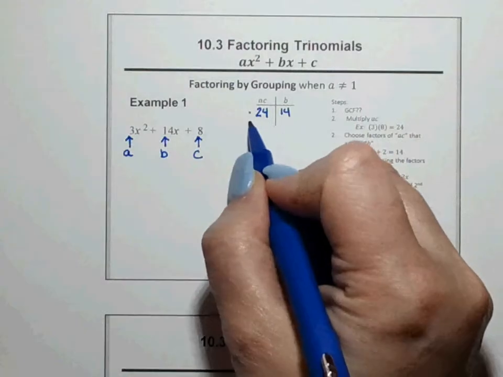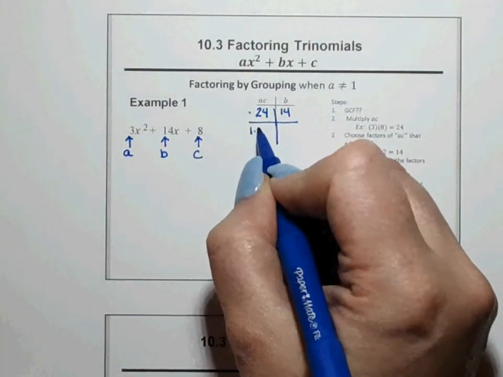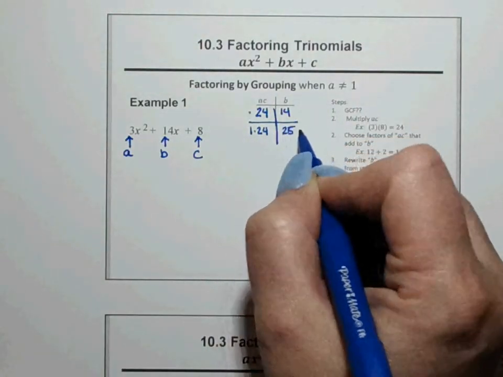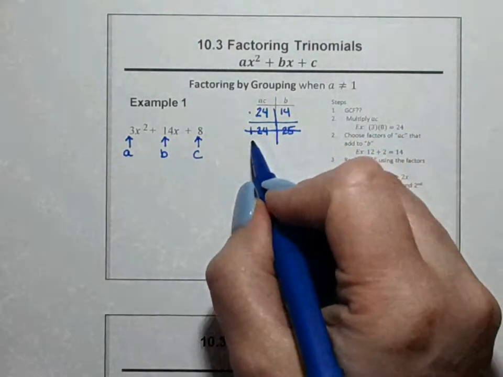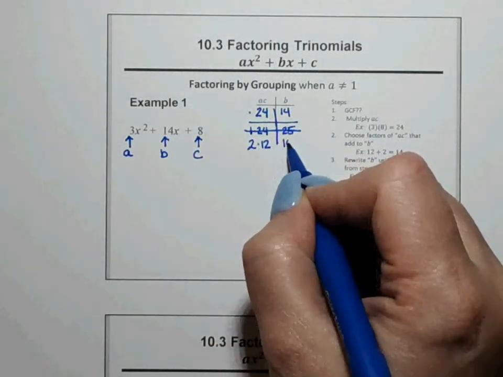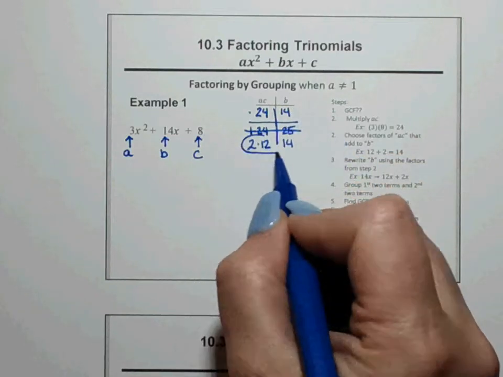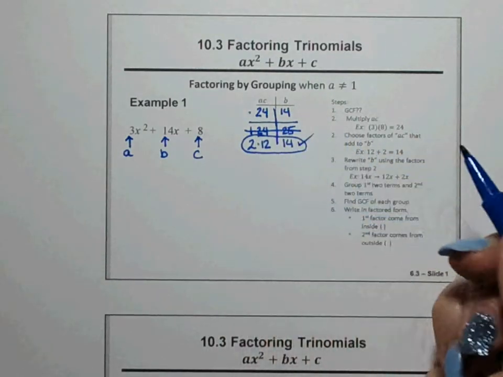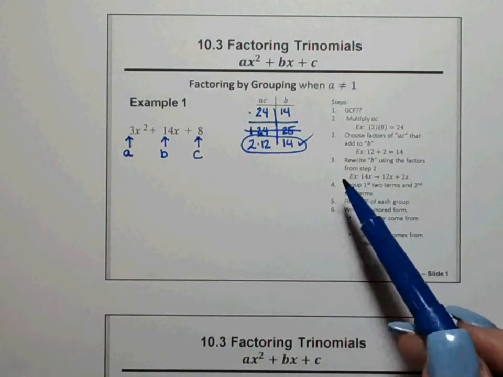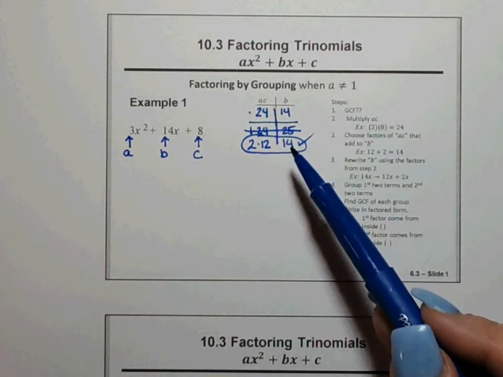So let's start writing down our factors of 24. So we've got obviously 1 times 24, but when I add those together, that's going to give me 25, so that one's not going to work. You could also do 2 times 12. When I add those together, that gives me 14, and that's what I need. Alright, so I'm not going to write any of the other factors down because I have got my winners right there.